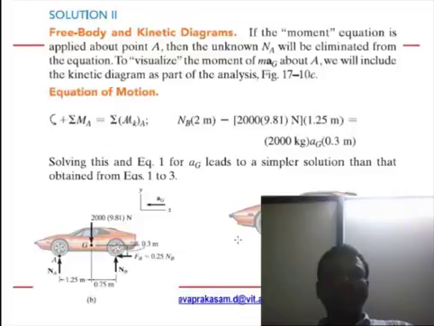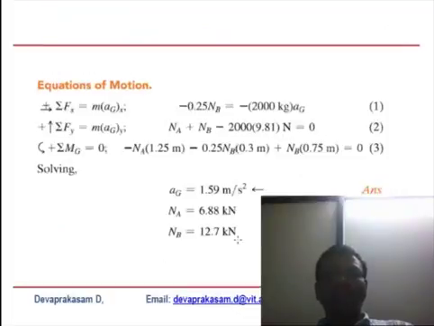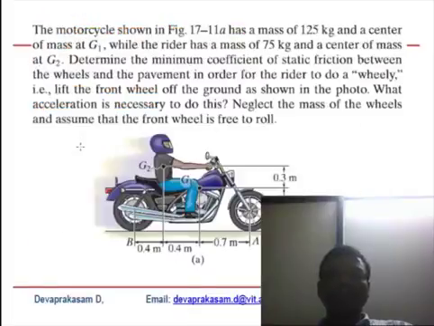But if you are taking moments at G, this equation is going to be that the sum of the moments about G is 0, as given here, because the vehicle is not rotating about the center of mass, so that is 0. That's how you have to solve it.